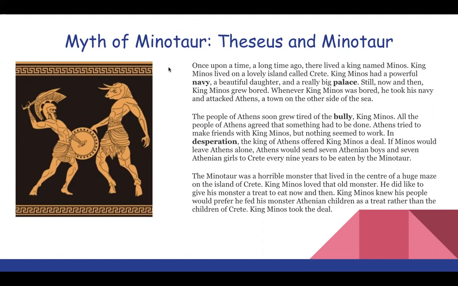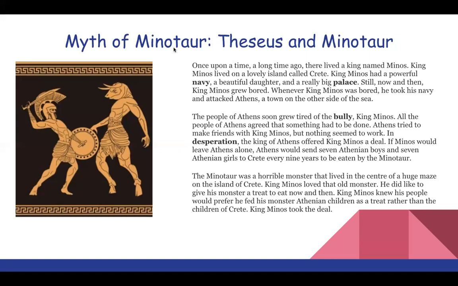sea. The people of Athens soon grew tired of the bully, King Minos. All the people of Athens agreed that something had to be done. Athens tried to make friends with King Minos, but nothing seemed to work. In desperation, the king of Athens offered King Minos a deal. If Minos would leave Athens alone, Athens would send 7 Athenian boys and 7 Athenian girls to Crete every 9 years to be eaten by the Minotaur.